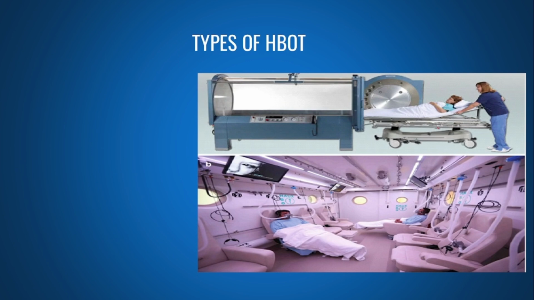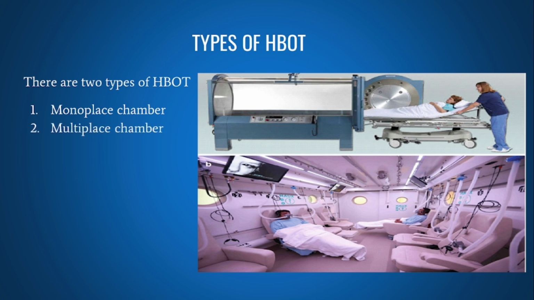Next, we see the types of HBOT. There are two types of HBOT: one is the monoplace chamber, the second is the multiplace chamber. If you see the first image, it is a monoplace chamber. There will be accommodation of one patient only. The second image is a multiplace chamber. There will be multiple patients with a staff, and they can be monitored.